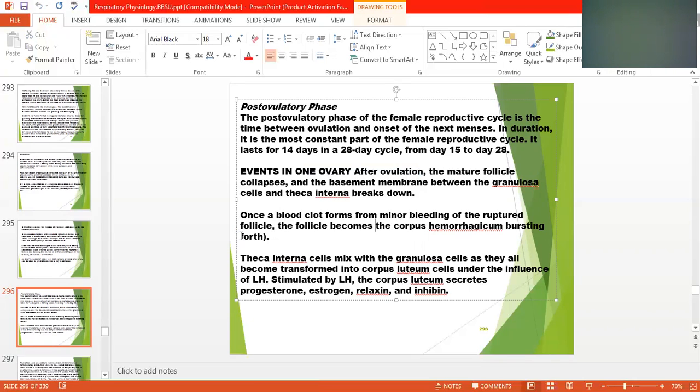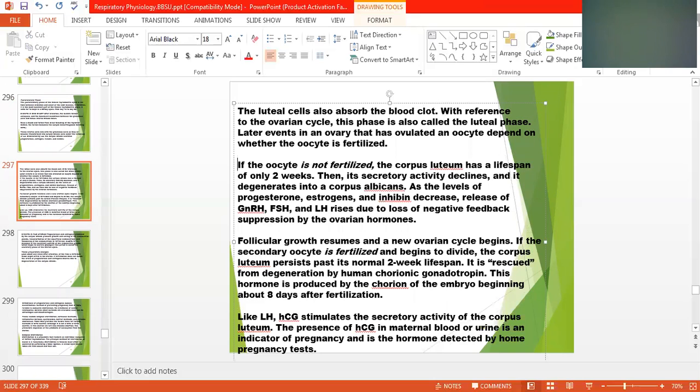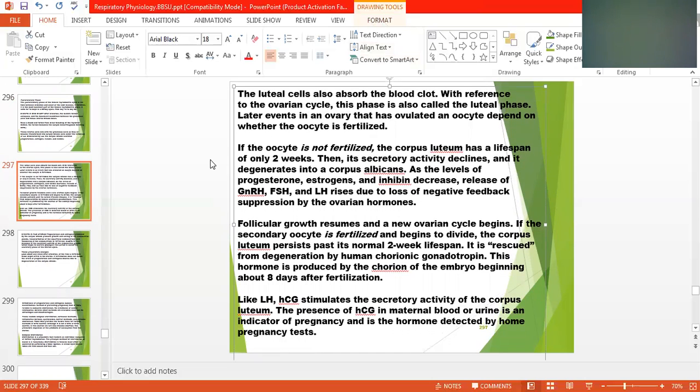Stimulated by luteinizing hormone, the corpus luteum secretes progesterone, estrogen, relaxin, and inhibin. Four hormones are released from the corpus luteum. The lutein cells also absorb the blood clot. With reference to the ovarian cycle, this phase is also called the luteal phase.